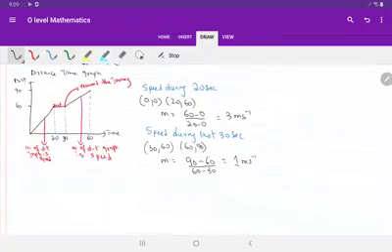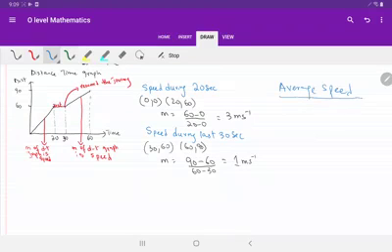If we are told to find the average speed of the whole journey, we will apply the formula total distance upon total time. Total distance is 90 meters, total time is 60 seconds, and average speed will turn out to be 90 divided by 60, which is 1.5 meters per second.